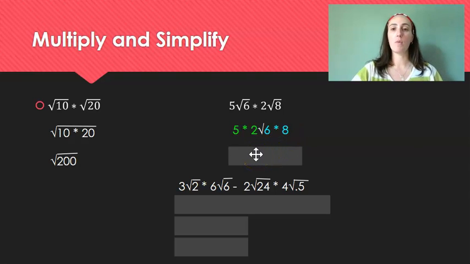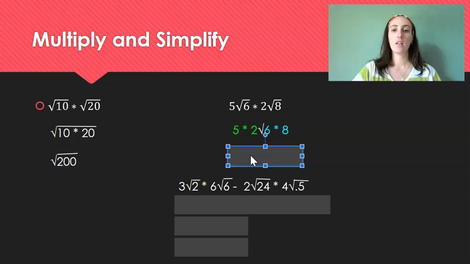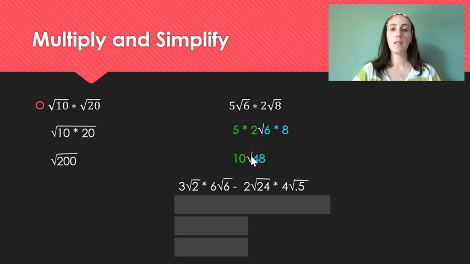When we multiply everything together, we know that 5 times 2 is going to give us 10, and 6 times 8 is going to give us 48. So our final answer is going to become 10 times the square root of 48.